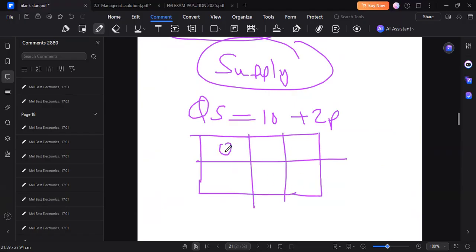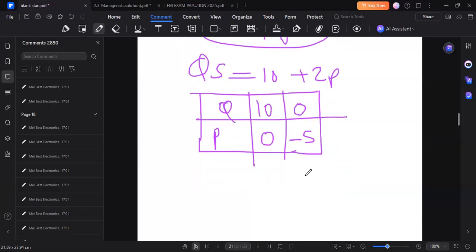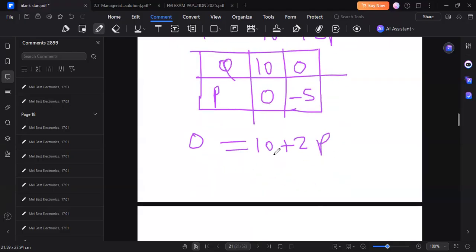You say quantity and P. If the P is 0, it will be 10. Then this other one, if Q is 0, it will be -5. That's all. So Q is equal to 10 plus 2P. Are we together now? When this one gets the other side to be -10, it's equal to 2P.